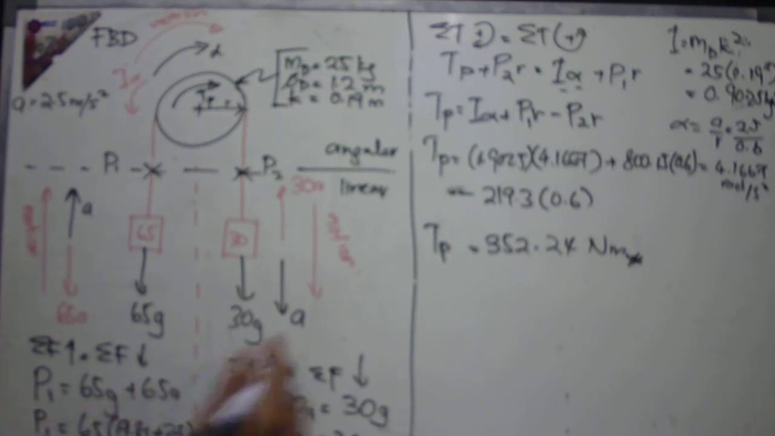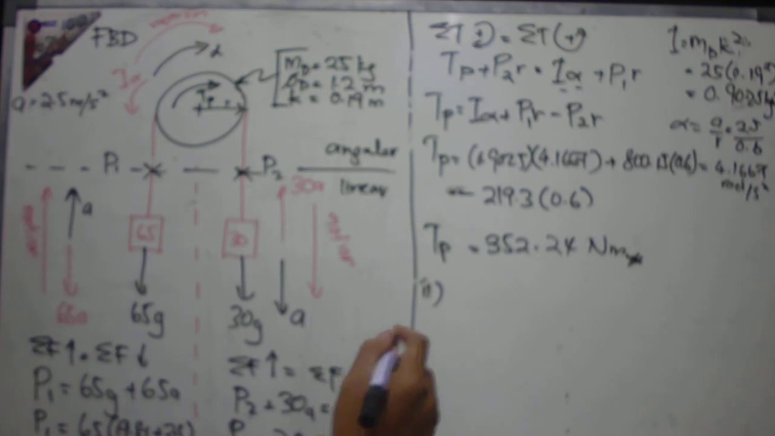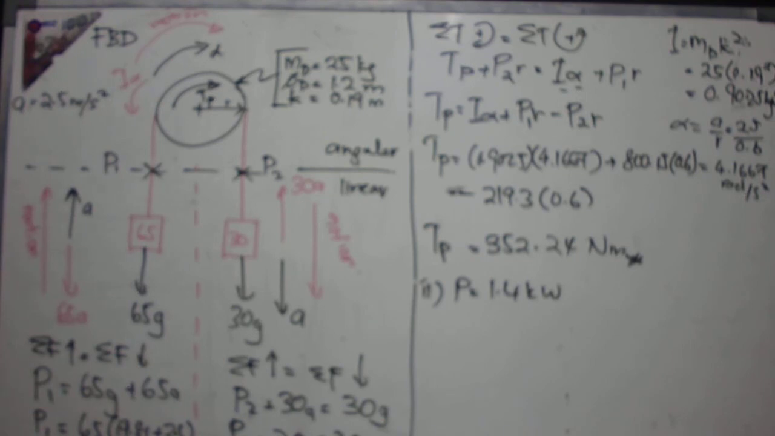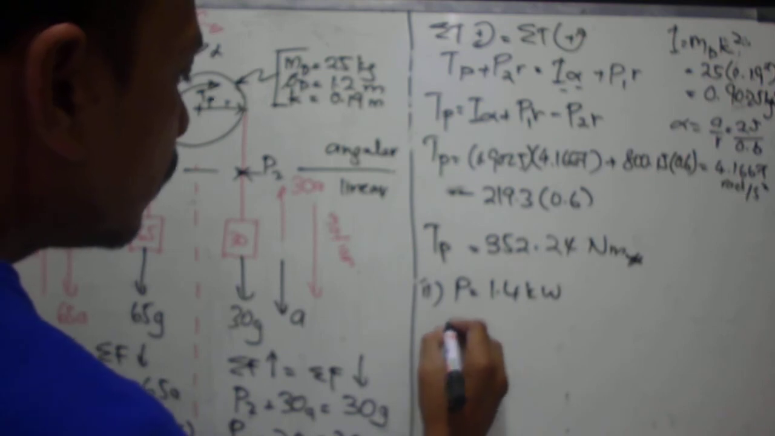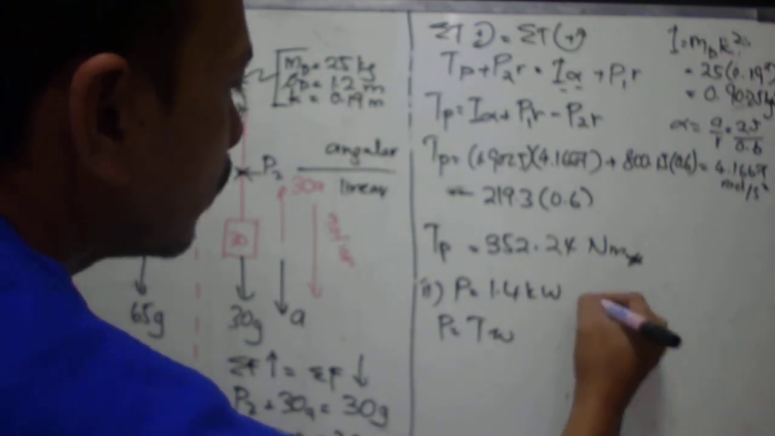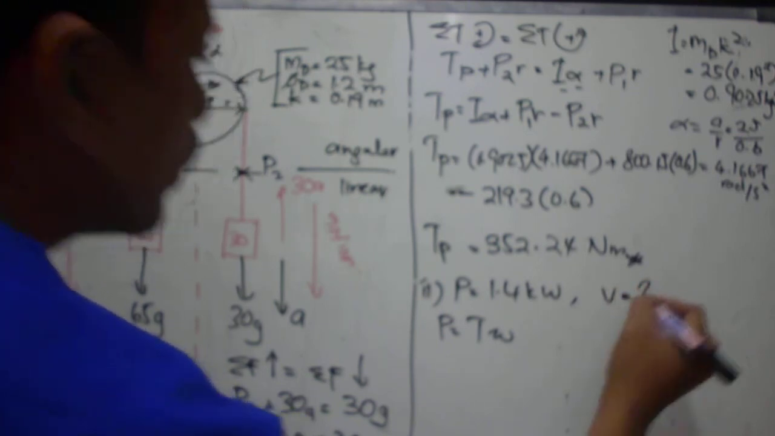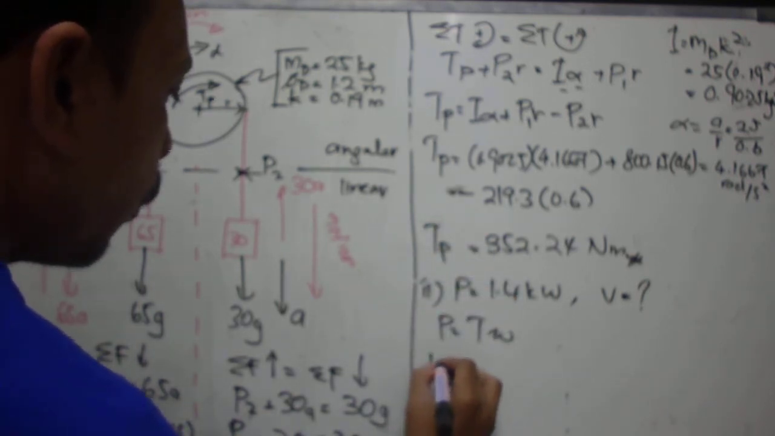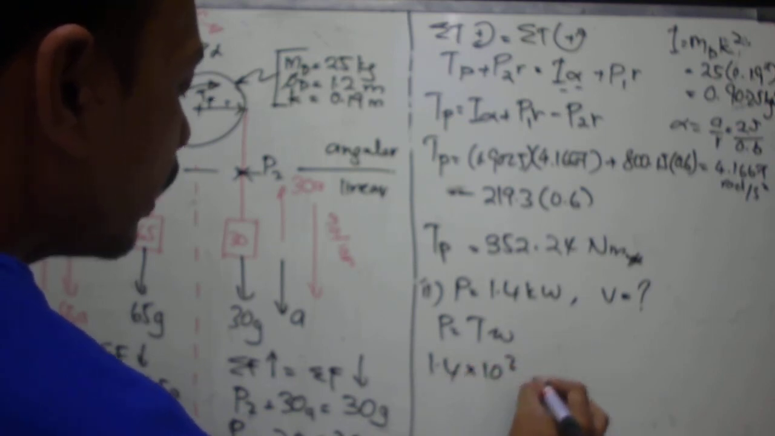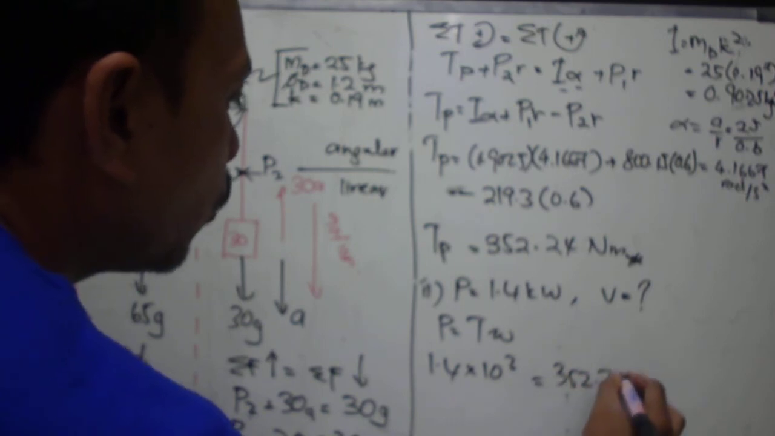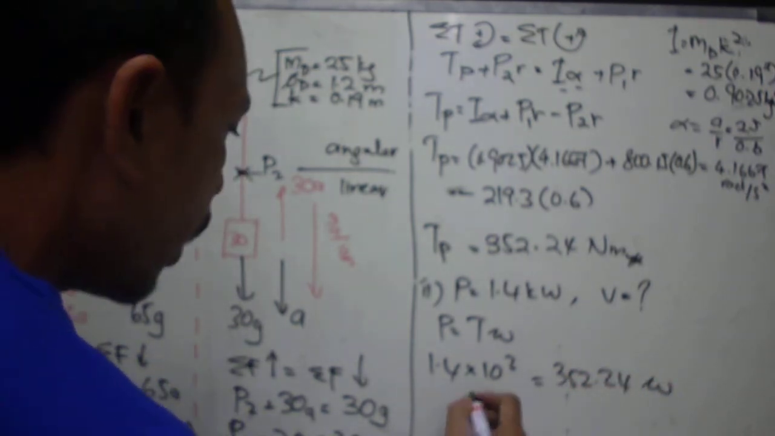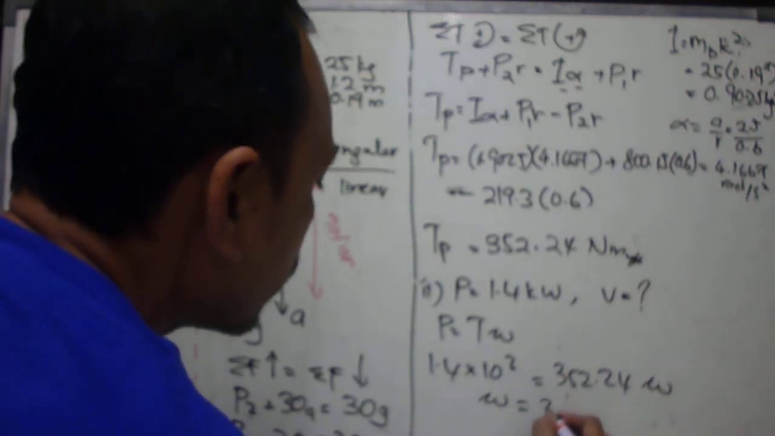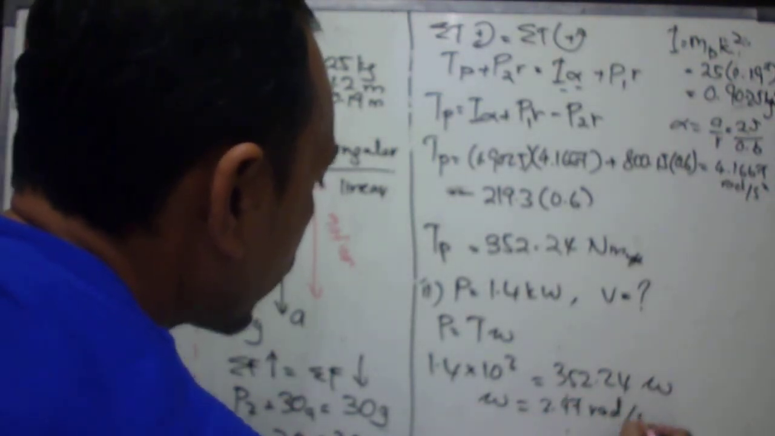We can also settle sub question 2 when they give power equals 1.4 kilowatt. Power equals T omega. We want the linear velocity. P equals T omega. T we can get from the driving torque. Therefore 1.4 times 10 to the power of 3 equals 352.24 omega. Therefore omega equals 3.97 radians per second.